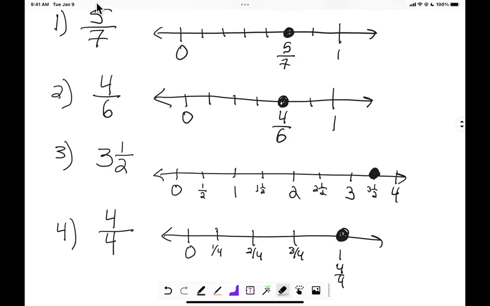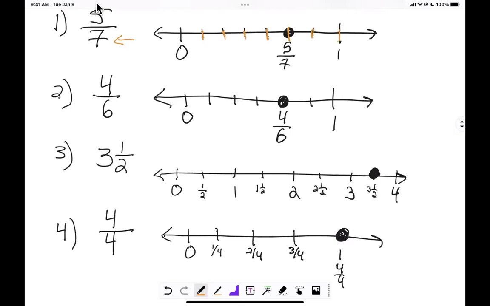Okay, so I have someone who's not understanding this too well. So basically what you do is you take your denominator. Let me change my color so it stands out. You take your denominator. 5/7 is less than 1 because 7/7 would be 1. So 5/7 is less than 1. So between 0 and 1, you're going to make 7 slices or 7 pieces. 1, 2, 3, 4, 5, 6, 7.